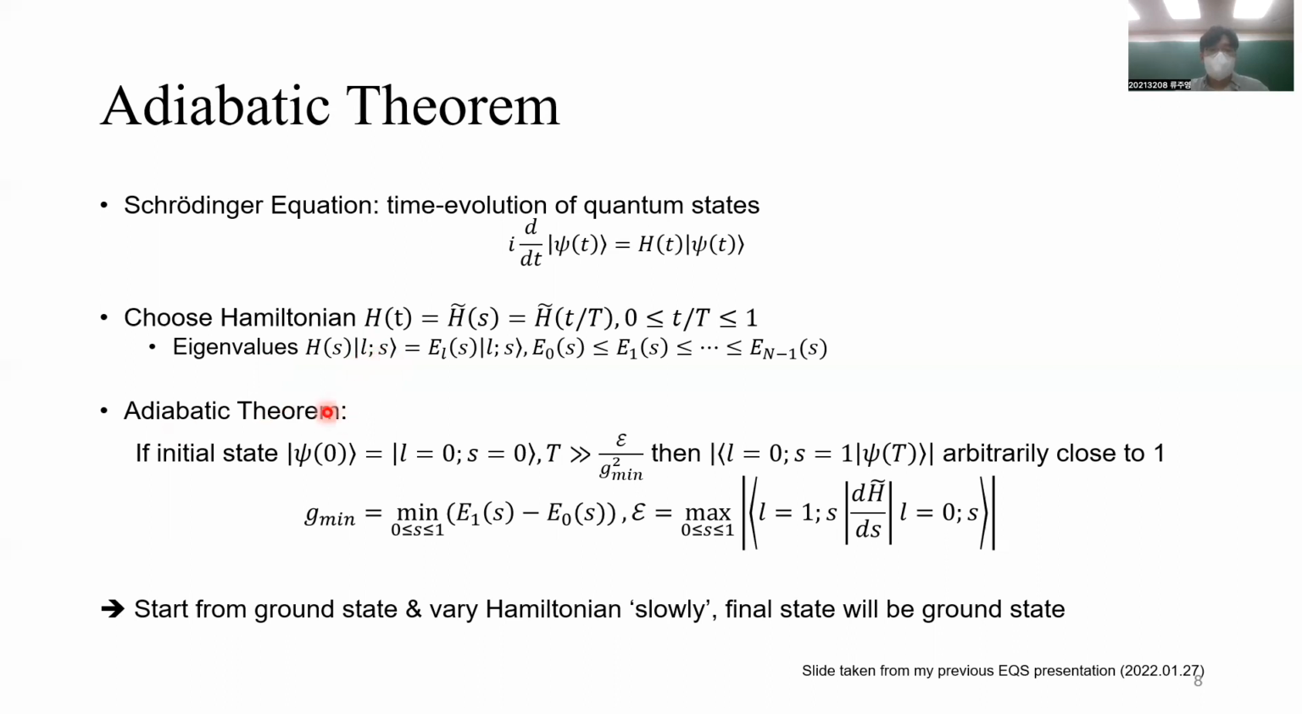Then the adiabatic theorem says that if we have an initial state, psi 0, which is the ground state at time 0, and large T is much larger than some value, then the overlap between the final state and the ground state of the final Hamiltonian is arbitrarily close to 1. So basically, if the starting state is the ground state of the initial Hamiltonian, and if we change the Hamiltonian, in quotation marks, slowly, then the final state will also be the ground state of the final Hamiltonian. So this is the adiabatic theorem.